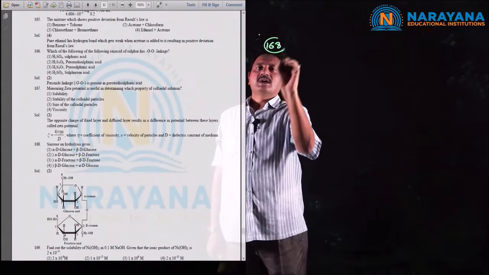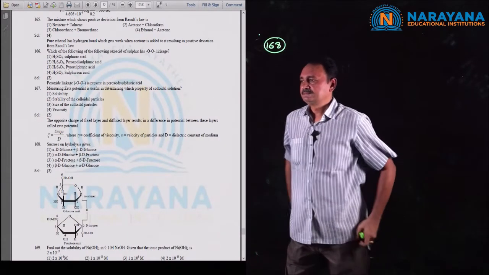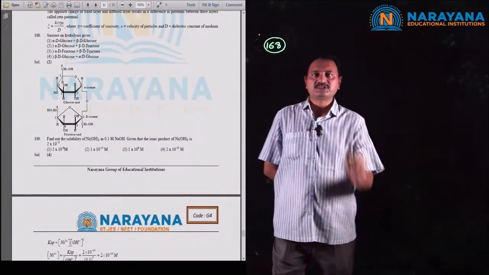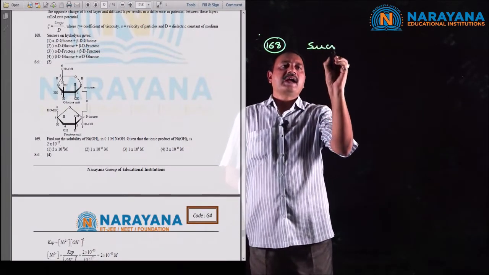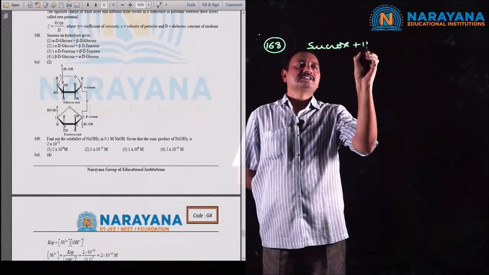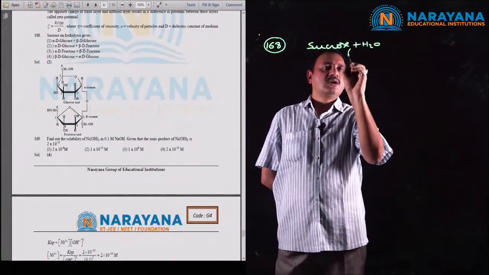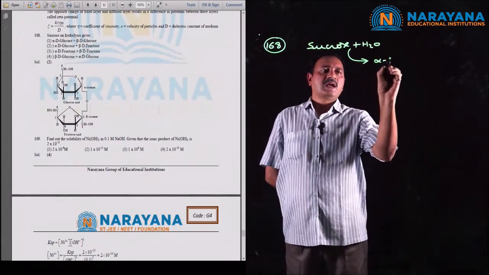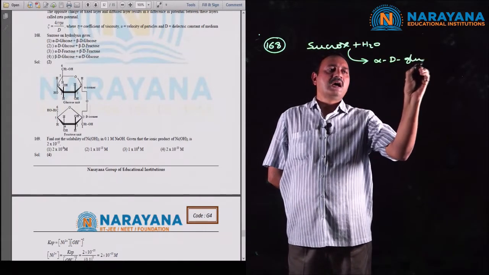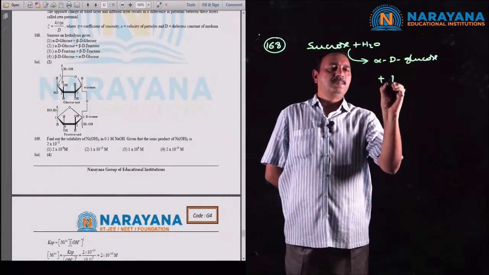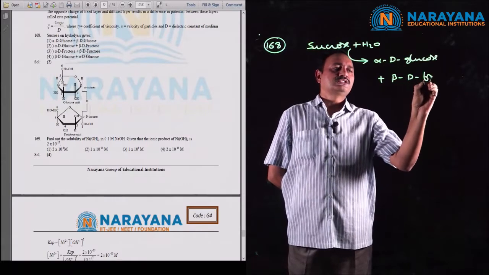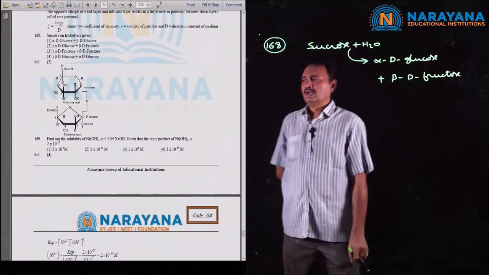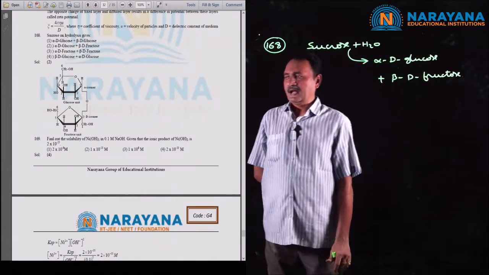Next, question number 168. Sucrose on hydrolysis gives... Sucrose on hydrolysis produces the monomers which are involved in the formation of sucrose. One is alpha D glucose, another one is beta D fructose. These are the two components obtained by the hydrolysis of sucrose. So the option is the second option.